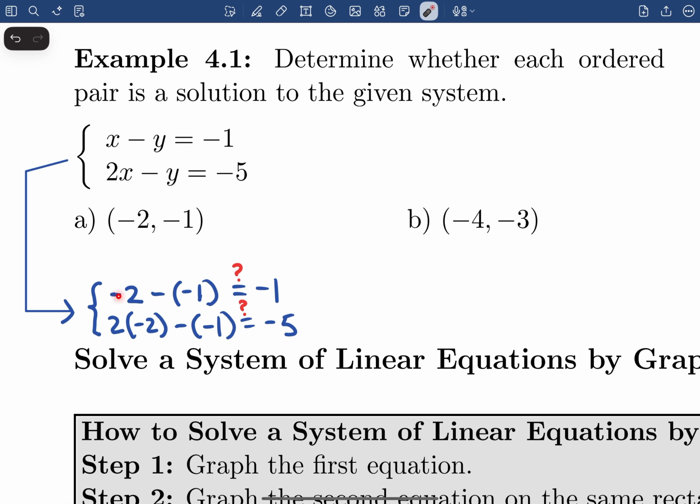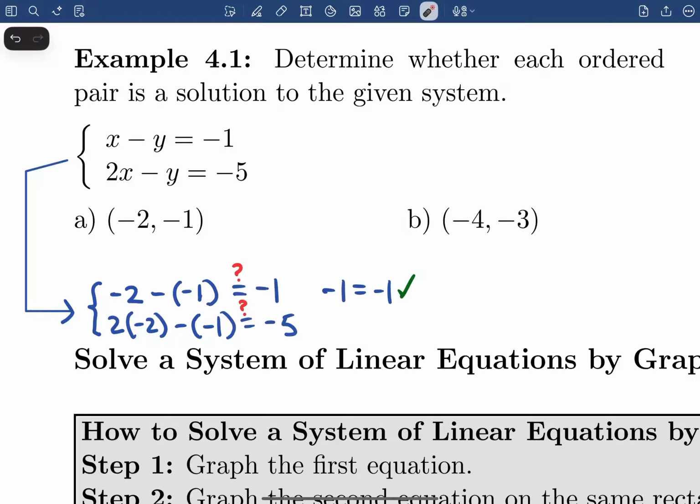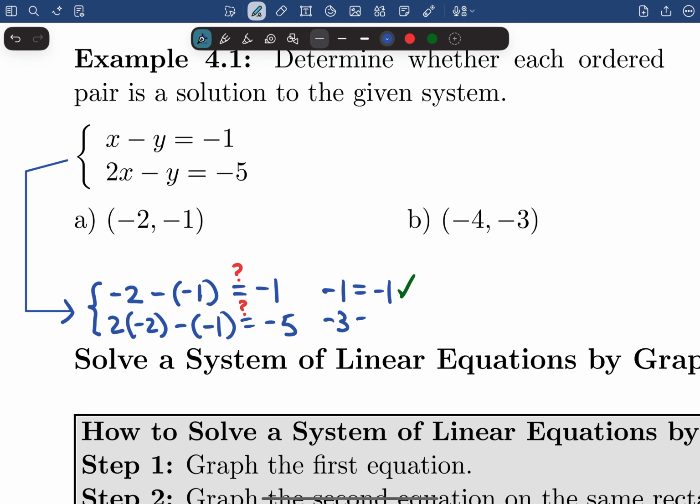So let's clean it up. -2 plus 1 is -1. So I get something that says -1 equals -1. Well, that's a true statement. Okay, let's look at the second equation. I have 2 times -2, which is -4, and then minus -1, which becomes a plus 1. And -4 plus 1 is -3. And I get a statement that says -3 equals -5. And that is not true. -3 does not equal -5. So I'm going to put an X right here just to show you guys, hey, that's not a true statement.